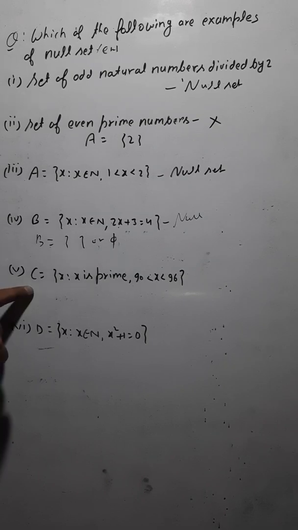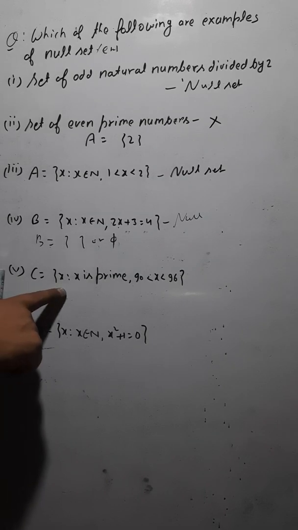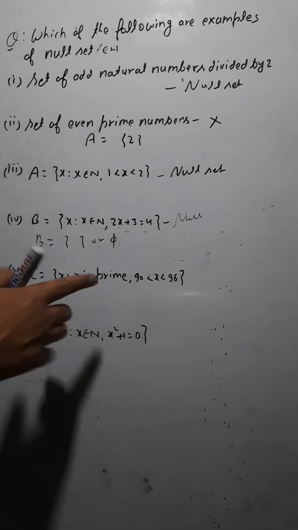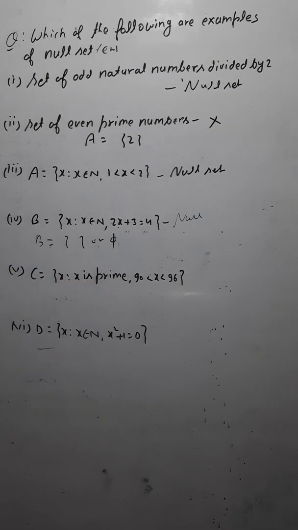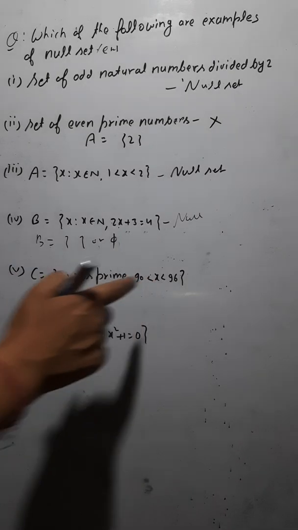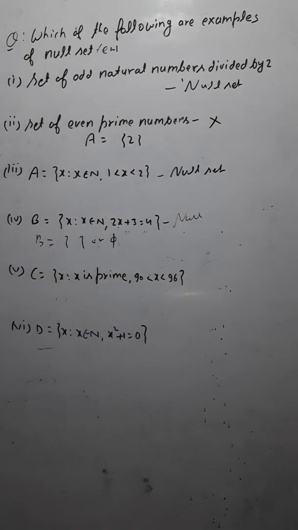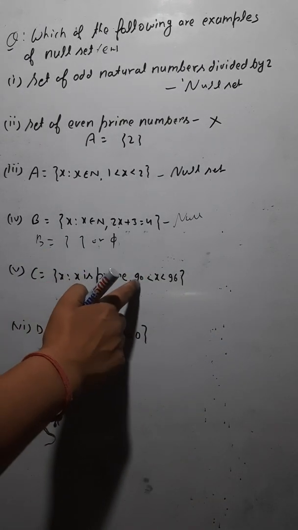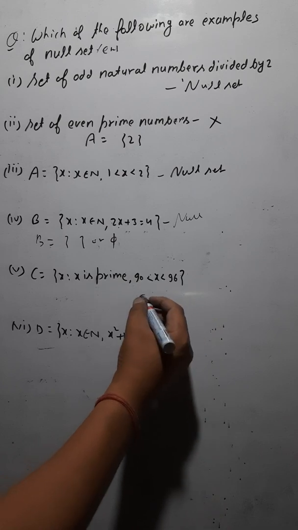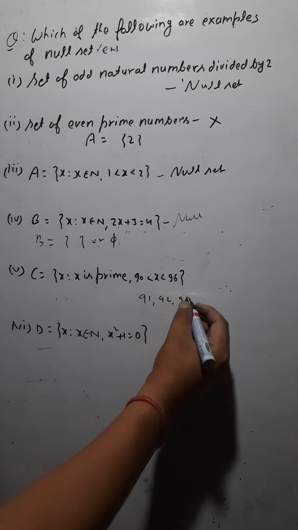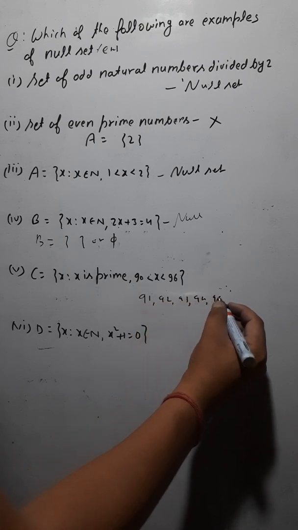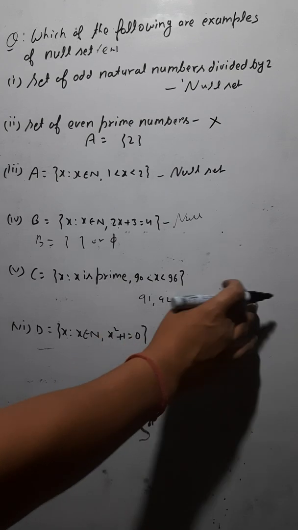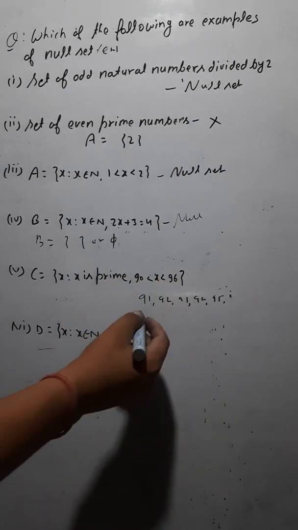Okay, third one, you have a set C that contains element x such that x is prime number. Okay, x is prime number. But one more condition, x should be greater than 90 and less than 96. So if I write the number greater than 90 and less than 96, so these are the numbers 91, 92, 93, 94, 95, 96. Sorry, 96 is not there, less than 96. So these are the numbers.